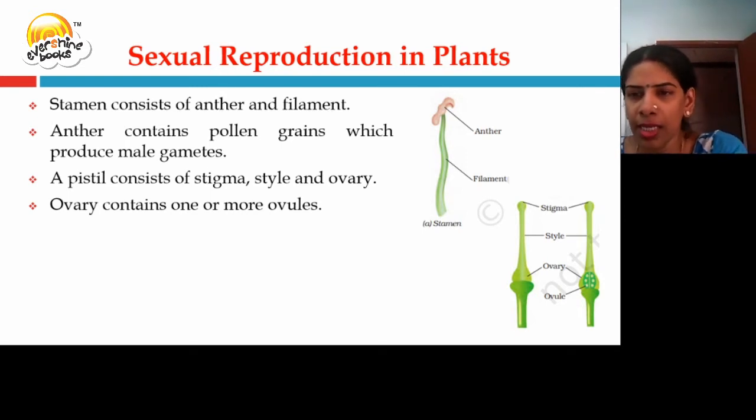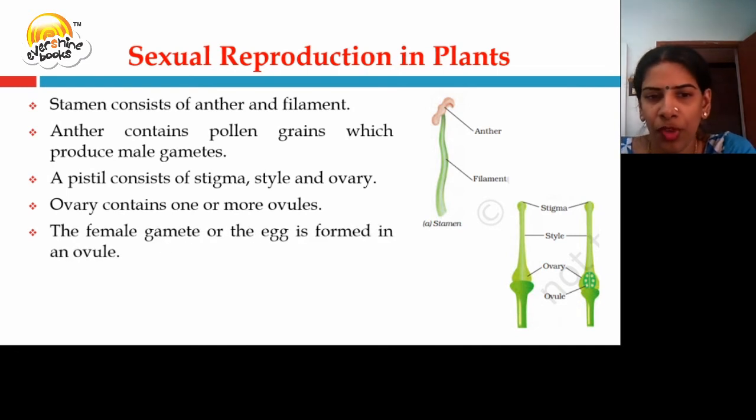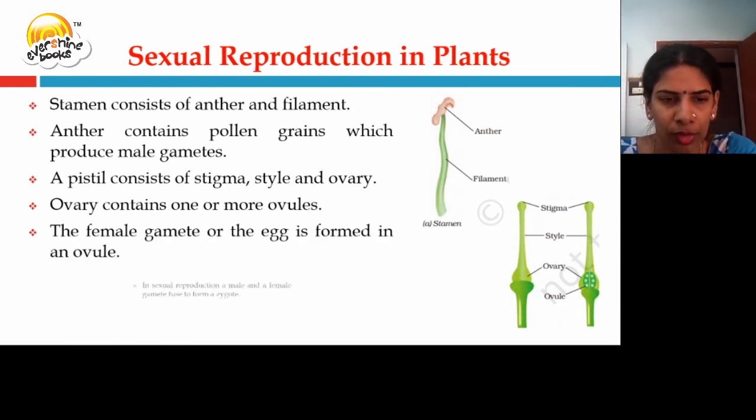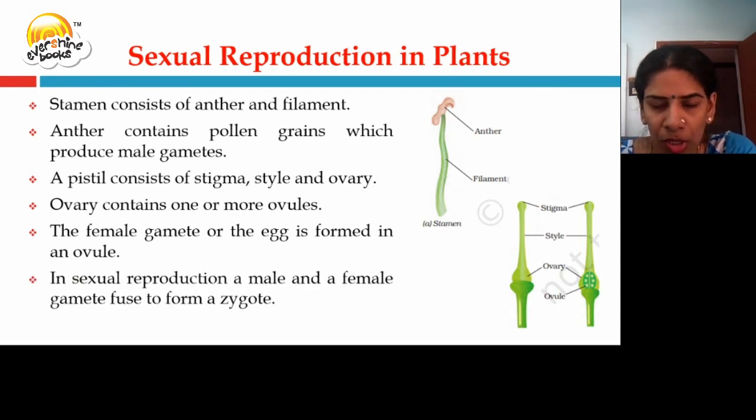So stamen contains anther and filament. Pistil contains stigma, style and ovary. Ovary contains ovules. Anther contains pollen grains. The female gamete is the egg, which is formed in the ovule. In sexual reproduction, a male and a female gamete fuse to form a zygote.